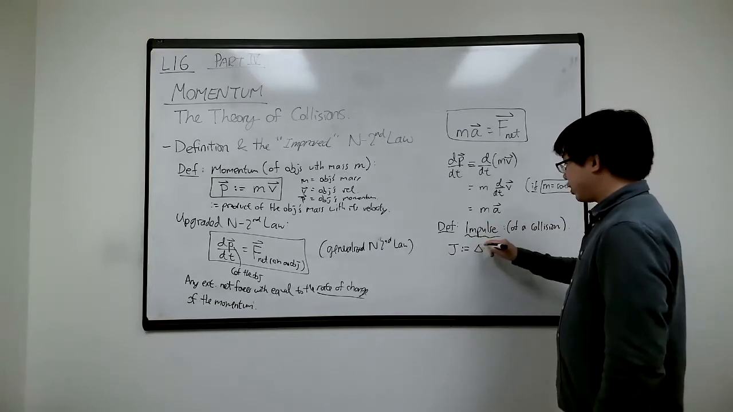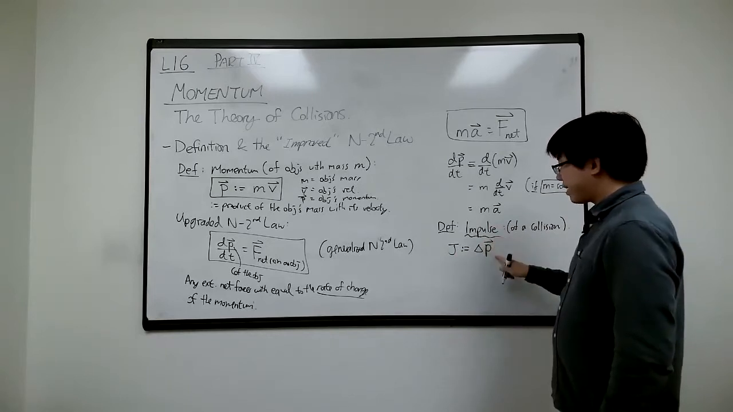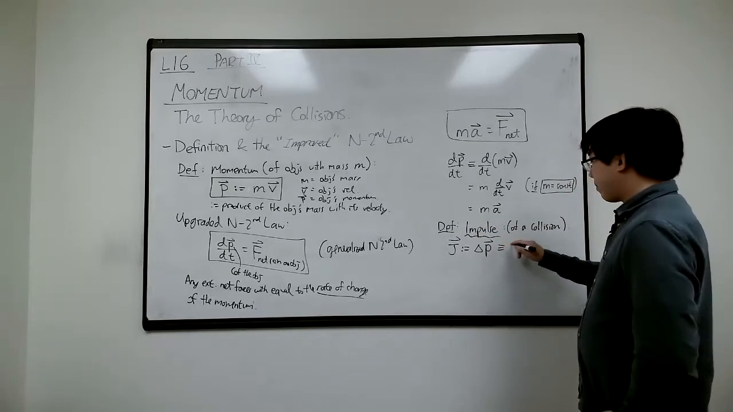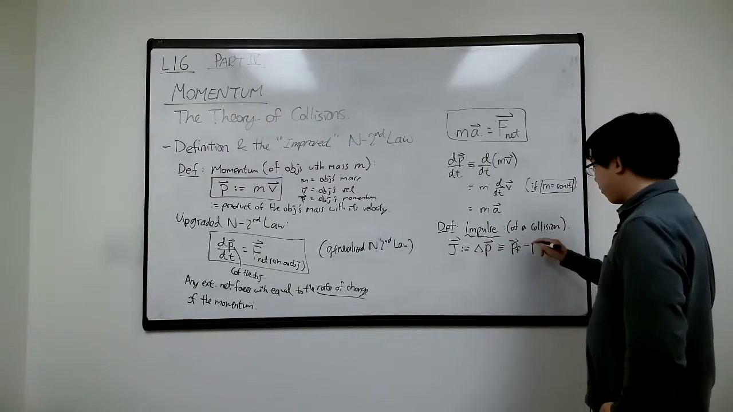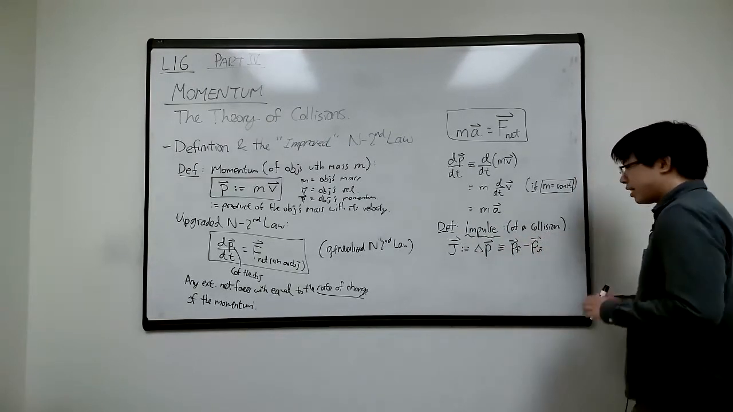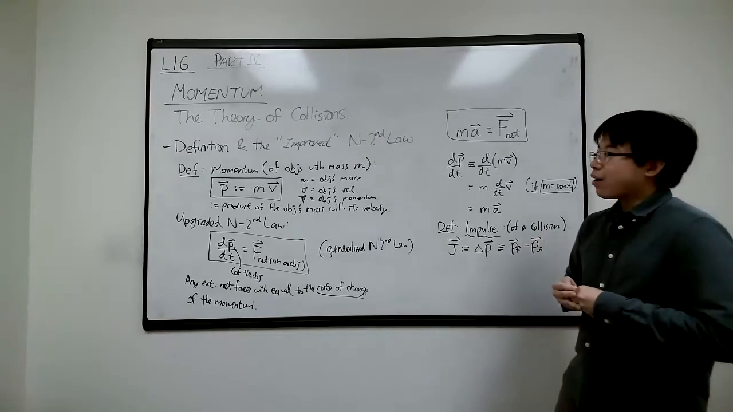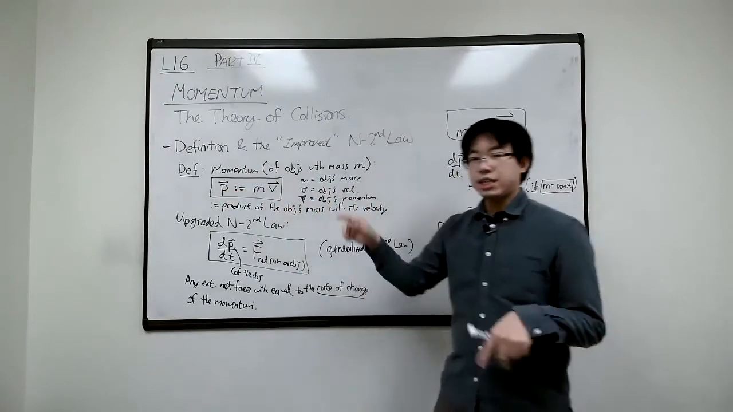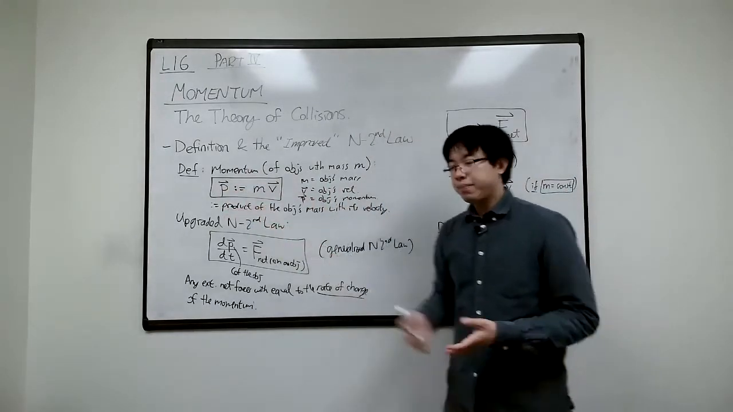And that's really the change in momentum. So since momentum is a vector, the impulse is also a vector. And of course, change in momentum is defined as the final momentum of an object minus the initial momentum. So how can a momentum change? Well, if the mass changes, it will change. If the velocity changes, it will change. If both change also, of course, p will change.